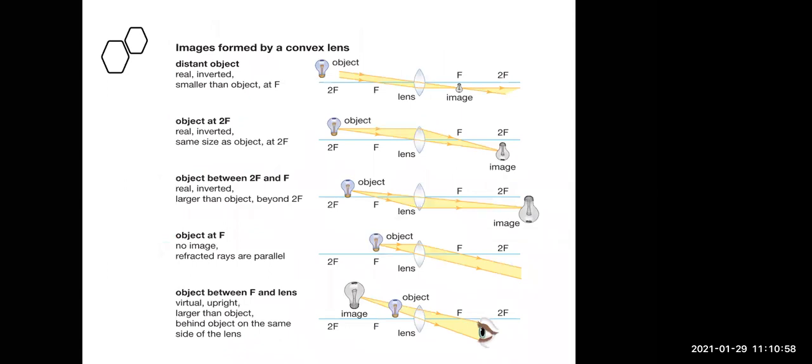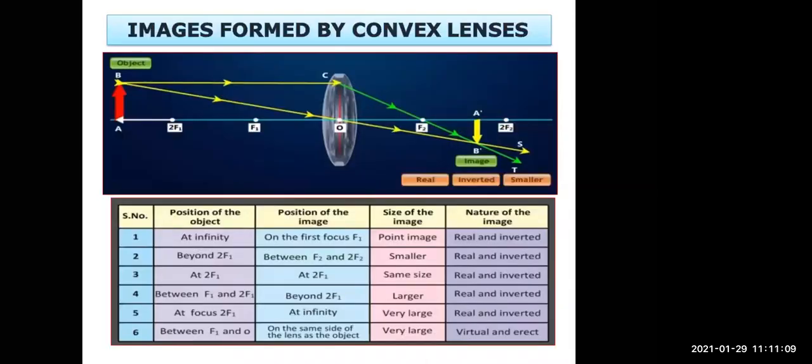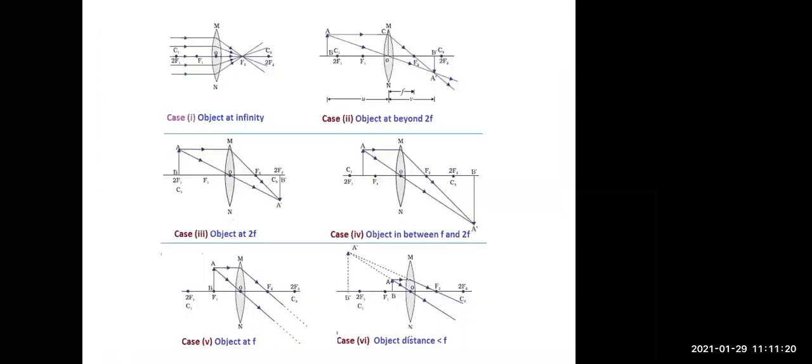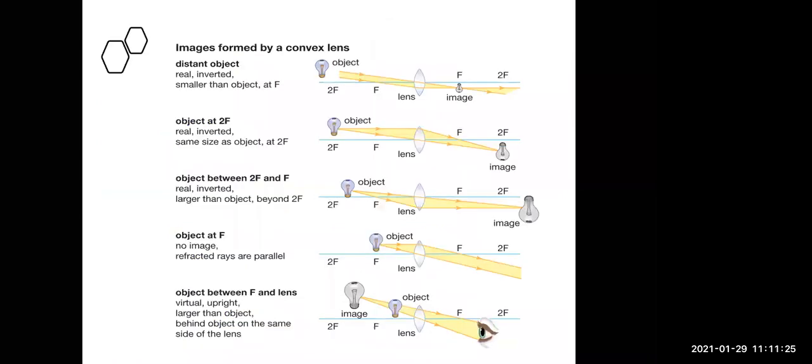Then comes the object at F. Whenever the object is at focus F1, that is case number five, the position of the image will be at infinite distance, the size of the image will be very large, and the nature of the image will be real and inverted. Here also you can see with the help of these ray diagrams how this is happening. In the picture you can understand that whenever the object is at the F1 position, we get the image at an infinite distance.